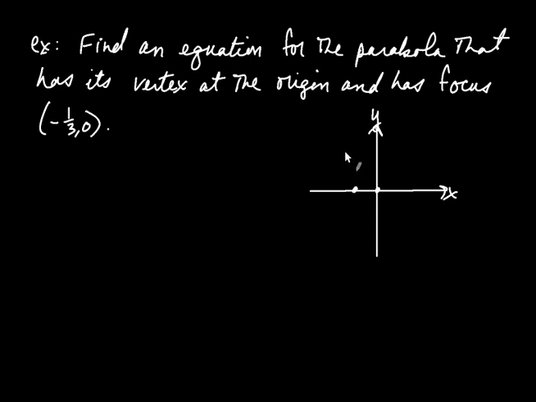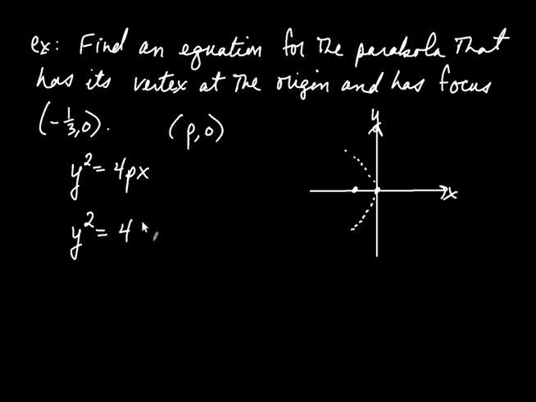If we just draw it in to get an idea of what we're talking about, the parabola is going to open like that. So the equation is going to be of this form: y squared is equal to 4px. And remember that because the focus has coordinates p comma 0, this number is our p. So our equation is y squared is equal to 4 times negative 1/3 times x. So our equation is y squared equals negative 4/3 x.